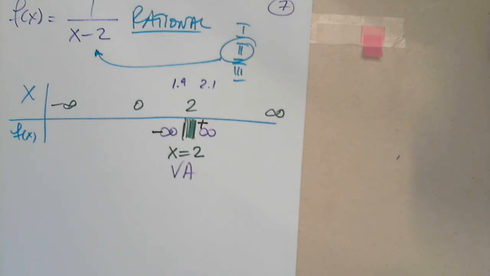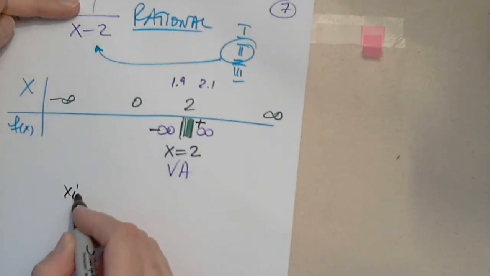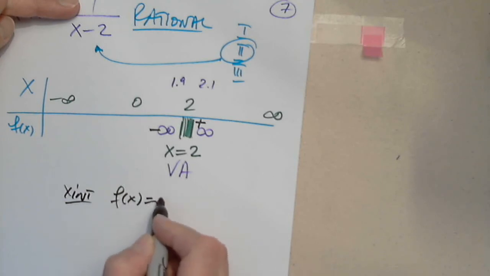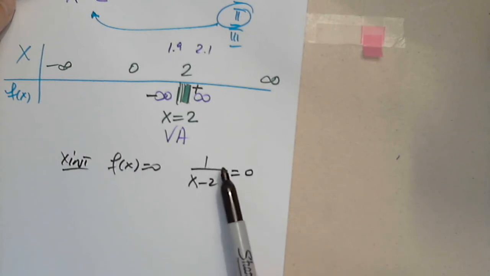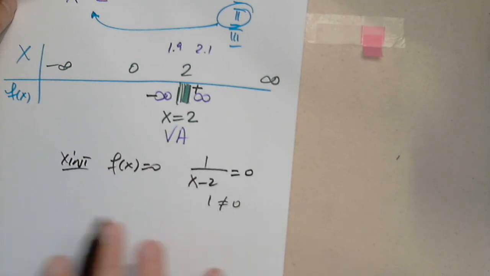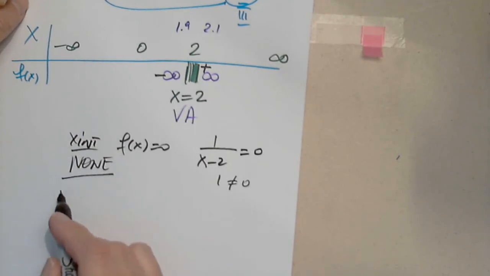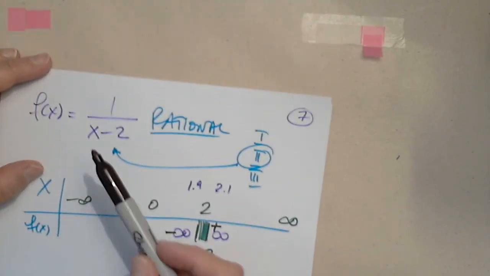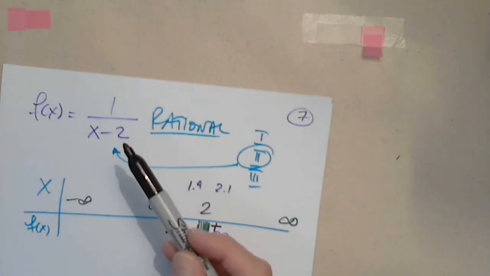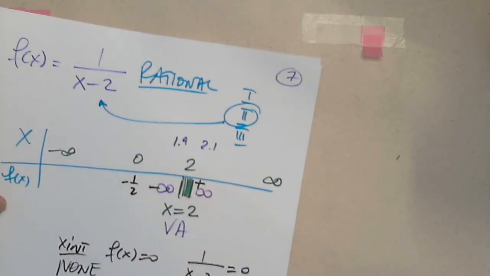So then the next step is to determine the x-intercepts. The x-intercept, as we know, is where f of x equals 0, but can 1 over x minus 2 be 0? It cannot be 0 because 1, which is the numerator, can never be 0. No x-intercepts. Now the y-intercept is a different story. I have to find f of 0. 1 over negative 2 is negative 1/2. So the point is 0, negative 1/2.